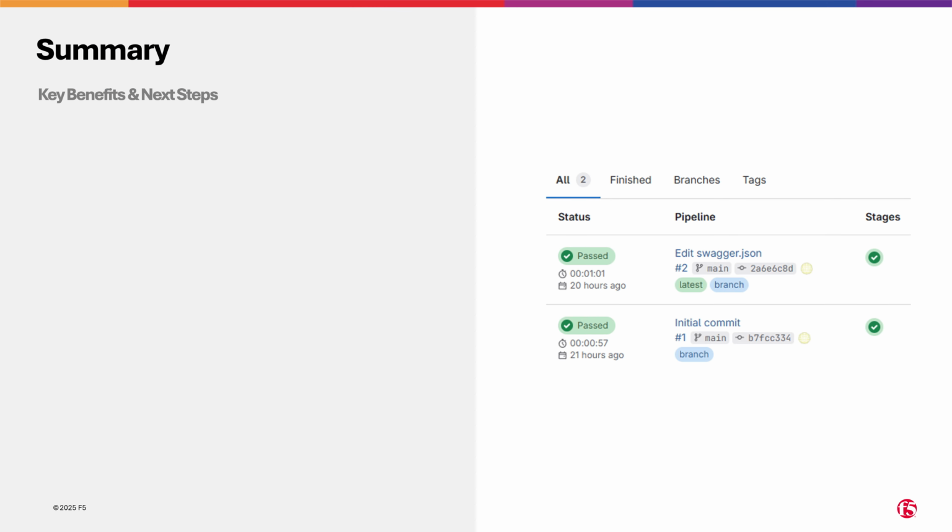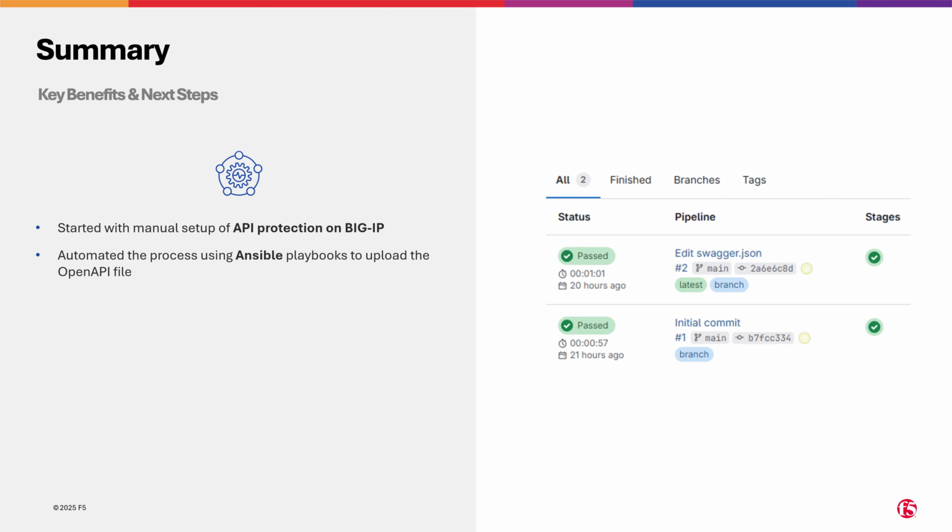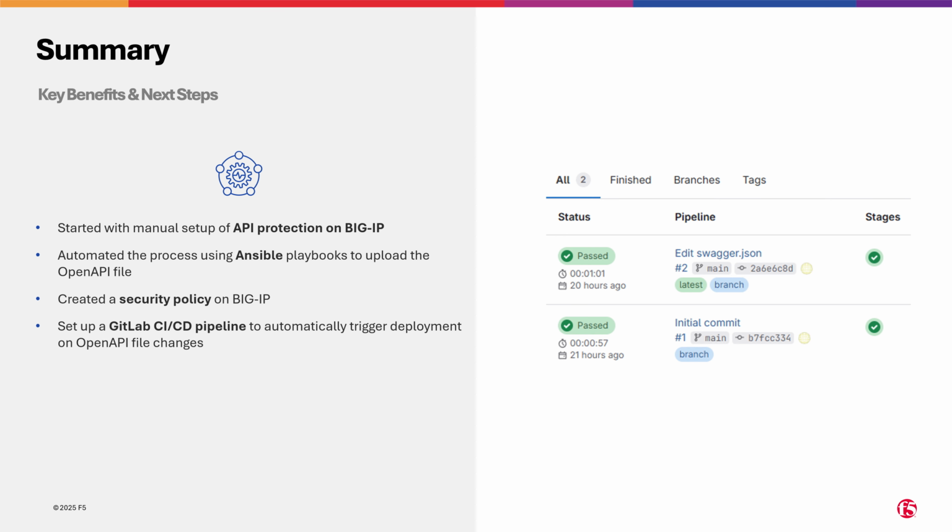To recap the process, we started with a manual setup of API protection on big IP. Then we automated it using Ansible playbooks to upload the OpenAPI file and create a security policy. Finally, we set up a GitLab CI/CD pipeline to automatically trigger the deployment whenever changes are made to the OpenAPI file. You can use this example as a starting point to build your own CI/CD pipeline for API protection on big IP. Feel free to customize it based on your specific needs and environment.